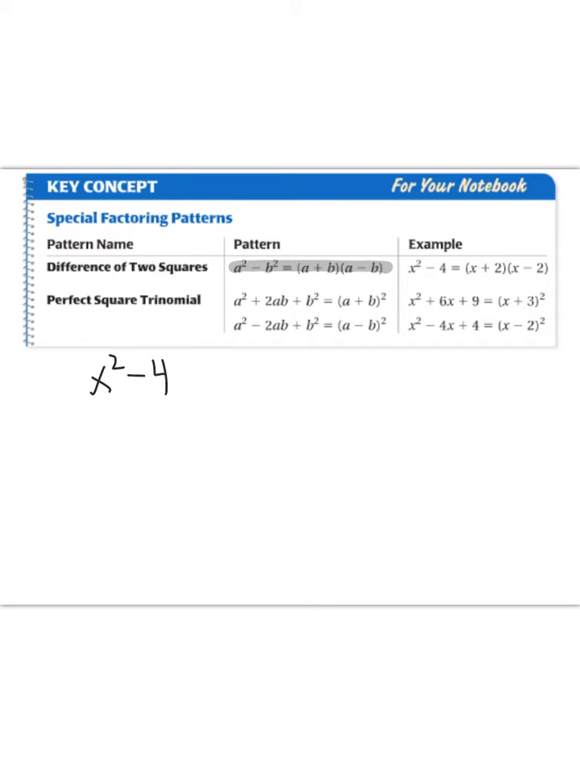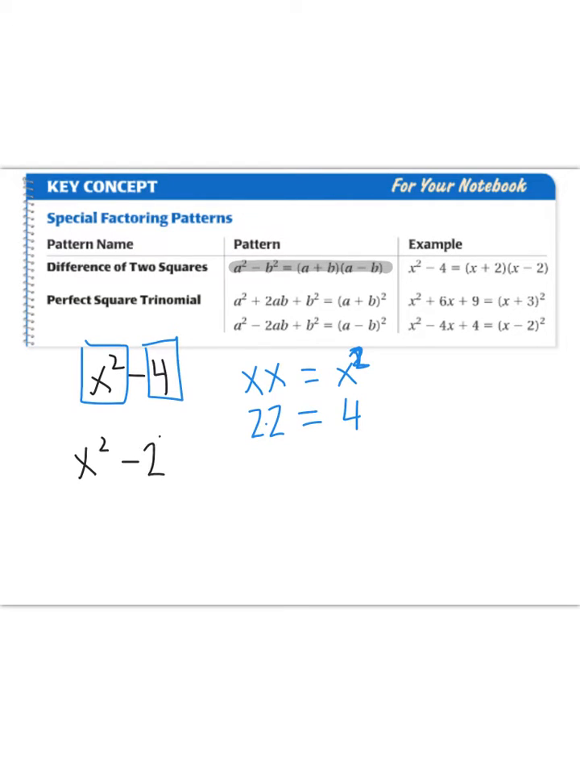Now, can you see that x squared and 4 are both square numbers? Because we could take x times x to give us x squared, and we could take 2 times 2 to give us 4. So really, another way that we could write this is x squared minus 2 squared, because 2 squared is 4. Now hopefully you can really tell that is the difference of two squares.